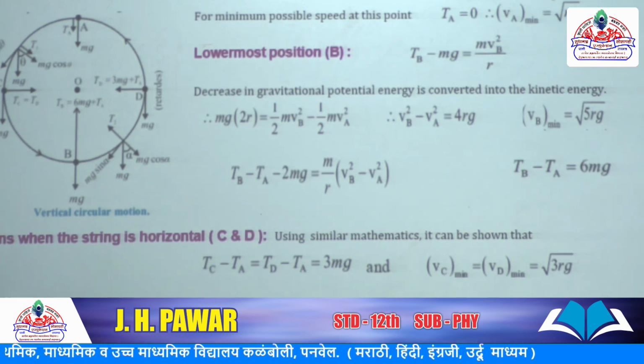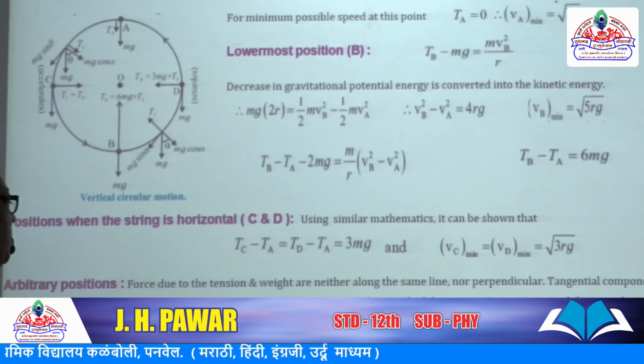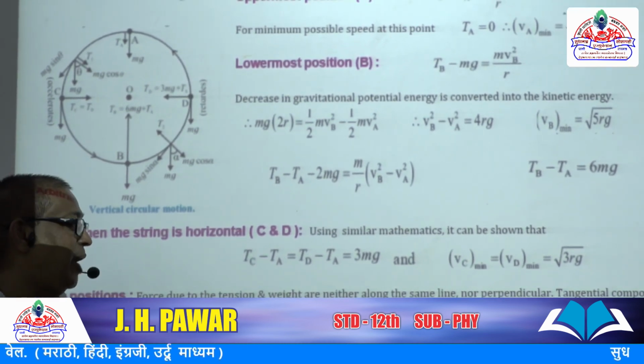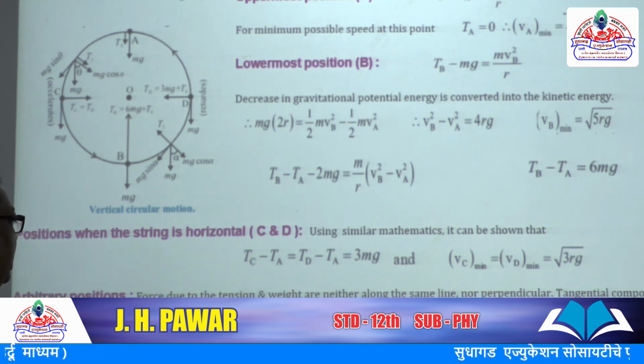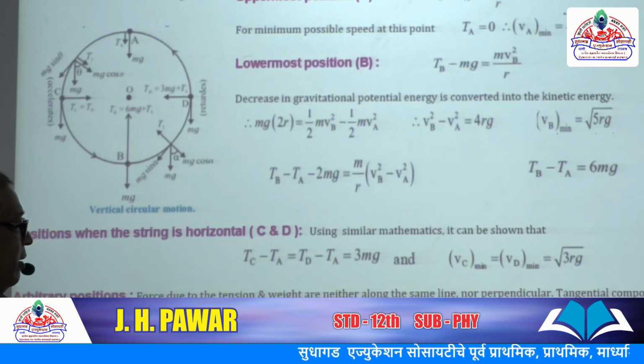Thereafter the arbitrary position. I am discussing this arbitrary position, meaning the forces due to tension and weight are neither along the same line nor perpendicular or tangential. The tangential component of the weight is used to change the speed. I discussed this topic earlier.